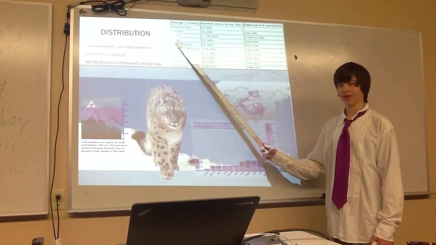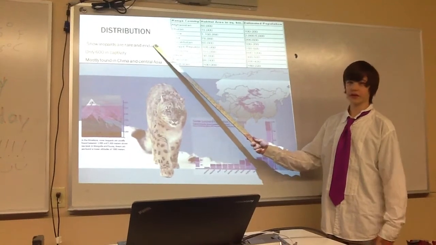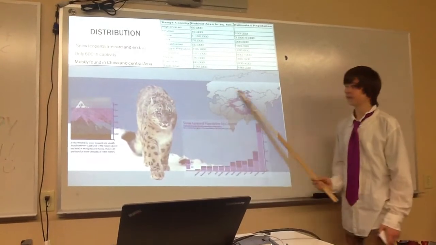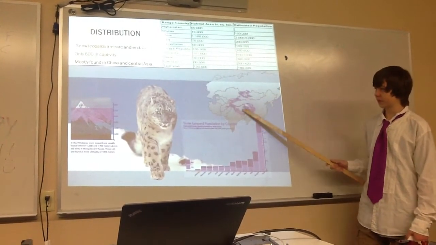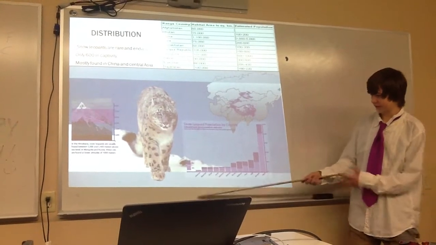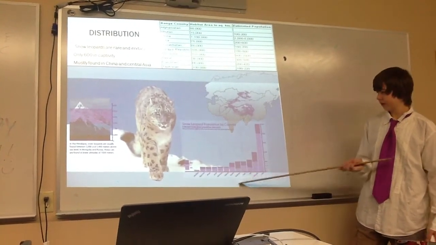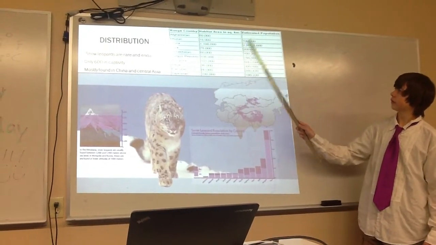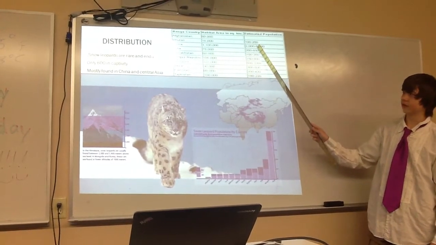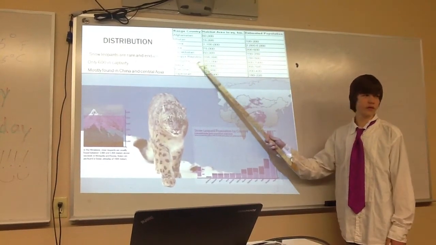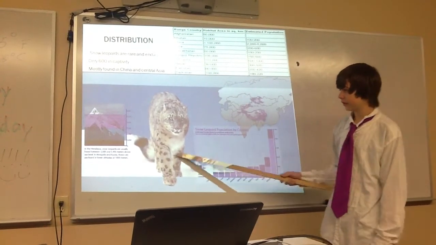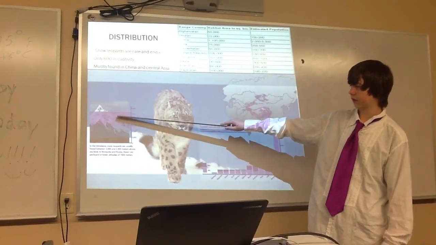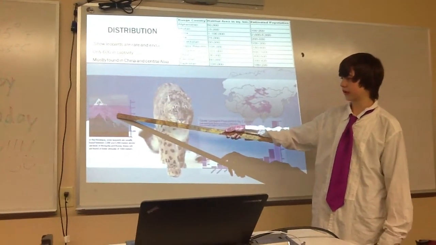Here's the distribution. Snow leopards are rare and endangered. There's only 600 in captivity left, and they're mostly found in China and Central Asia. Over here, I have a picture of where they're all spread out. And here's Uzbekistan and these other places. And you can see how China's right here. It has all the numbers of where they live. And you can see here China definitely has most. China has 60% of the population of snow leopards. And they're usually found right in this area. They're pretty high, about 3,000 to 5,000 meters up in the mountains. They like the cold areas.